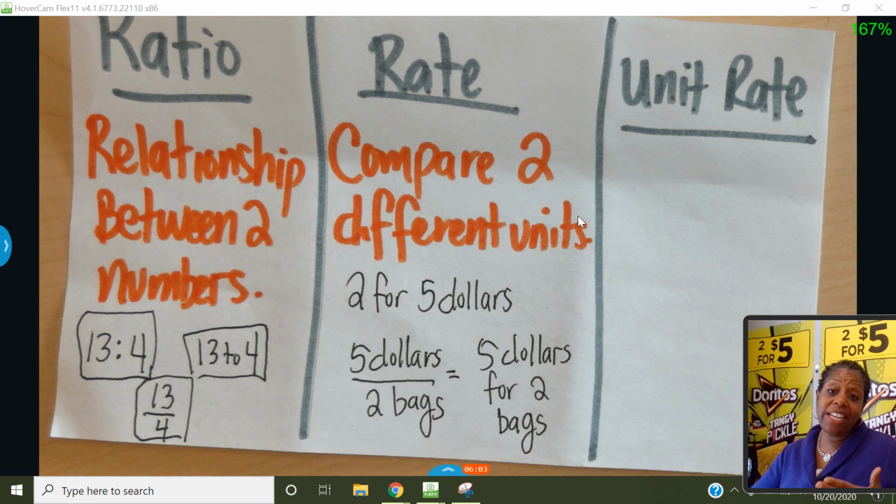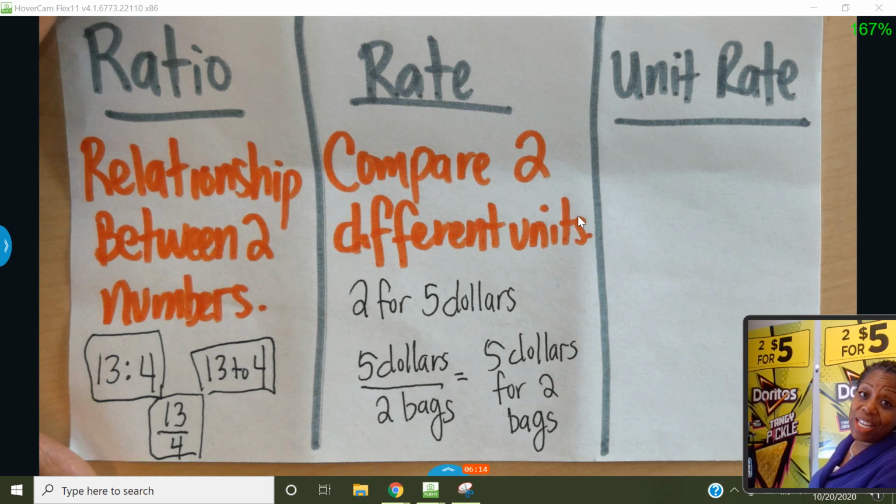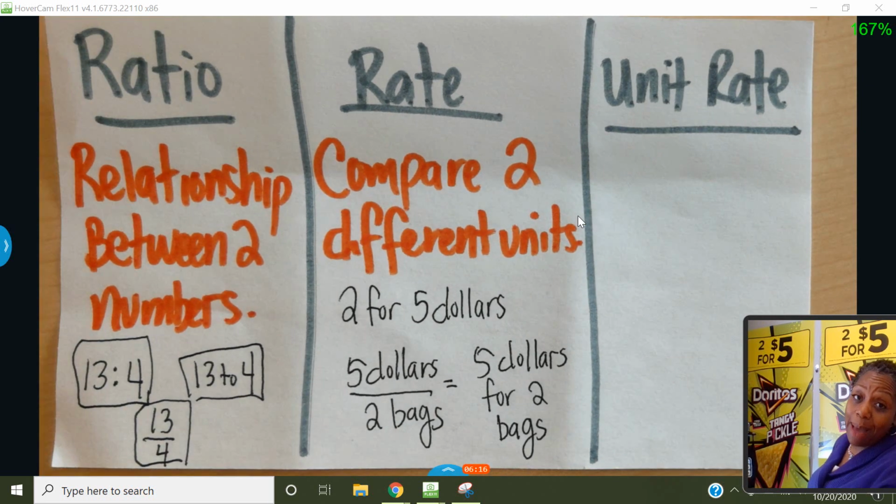Now, I don't know about these Tangy Doritos, you all. It's something new. And yes, they're 2 for $5 for a nice size bag, but I don't necessarily want to go and get 2, because what happens if I don't like them?